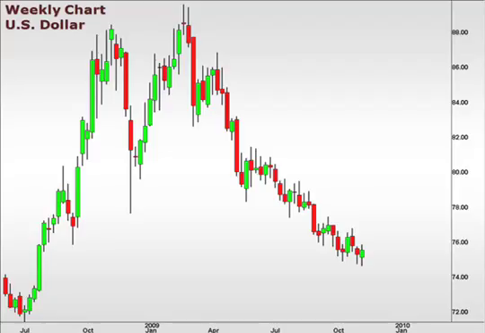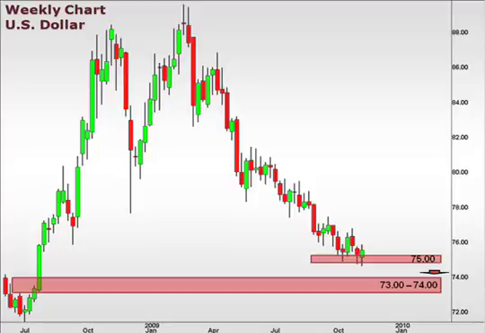Let's take a look at a chart of our US dollar index. This is a weekly chart, and as we can see here, the US dollar remains bearish against most of the majors. However, the 75 level continues to hold as support. We may be witnessing a bottom in process. However, failure to hold 75 opens the window for further US dollar weakness.